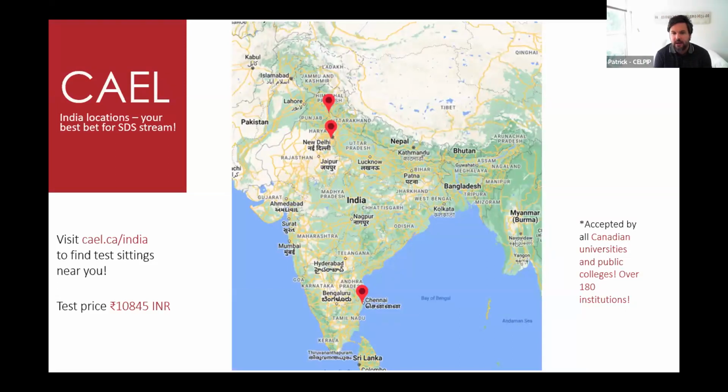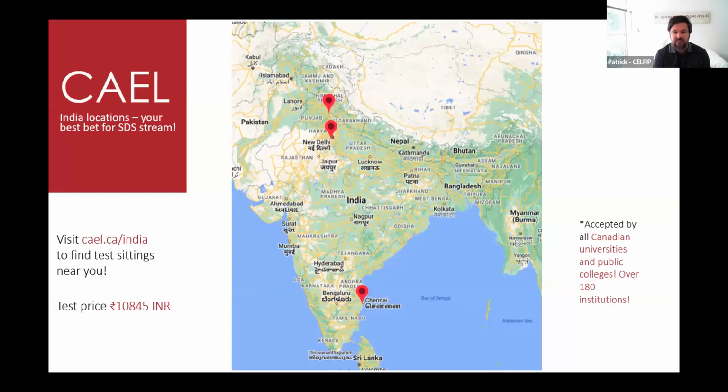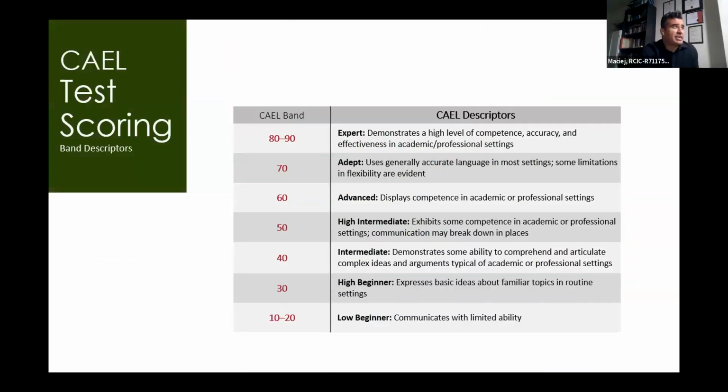Yeah, we are going to be opening some new test centers in India. This is showing you the test centers that we currently have in India. The price in India is the same as CELPIP, so it's 10,845 Indian rupees. But we also test in other parts of the world, like the UAE, Brazil, Colombia, Mexico, Philippines. So you could basically check the website for all of our international countries that we test in. Again, this does not relate to our CRS score, but it does have its own evaluation system. You can go ahead and check out more information.